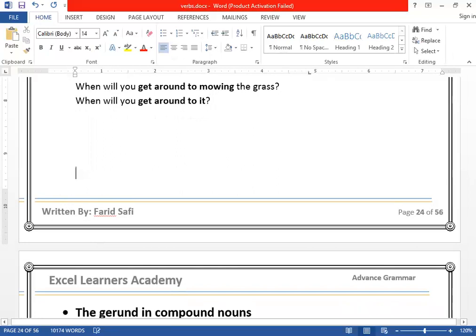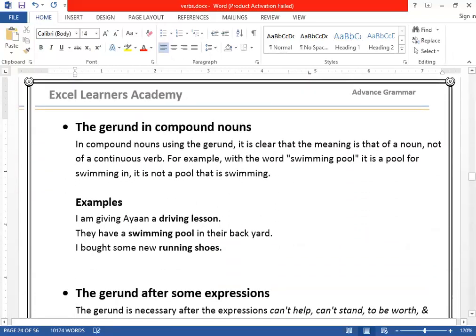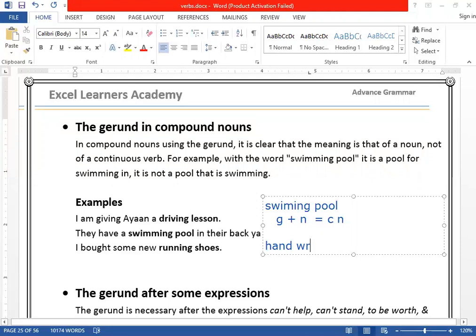The last type: gerunds are used in compound nouns. Let me give an example. If I say 'swimming pool,' swimming is a gerund plus the noun pool, and together they form a compound noun. Either the gerund comes first and then the noun, or the noun comes first and then the gerund, like 'hand writing,' noun plus gerund.